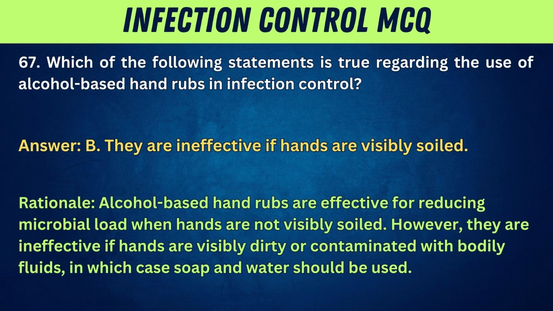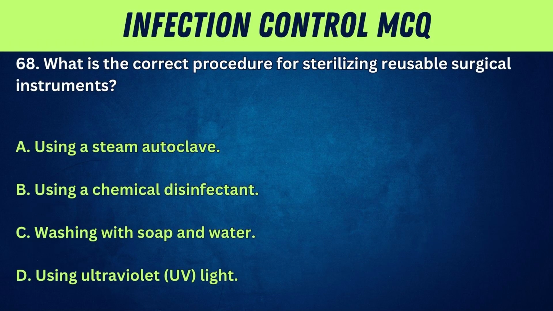Rationale: Alcohol-based hand rubs are effective for reducing microbial load when hands are not visibly soiled. However, they are ineffective if hands are visibly dirty or contaminated with bodily fluids, in which case soap and water should be used. 68. What is the correct procedure for sterilizing reusable surgical instruments?